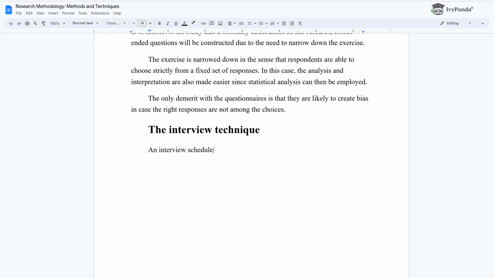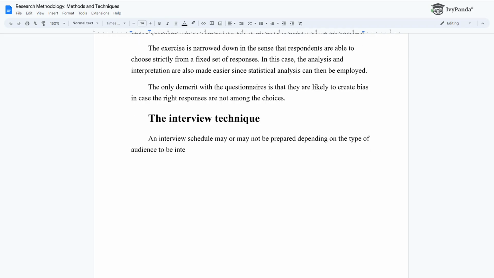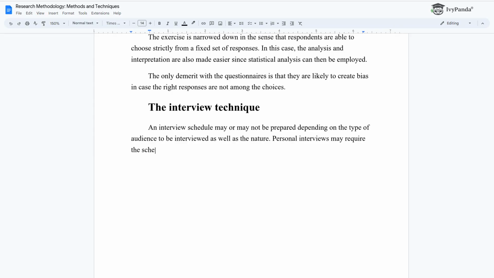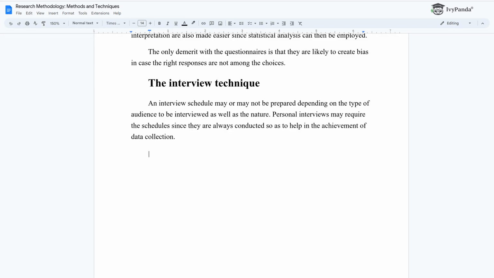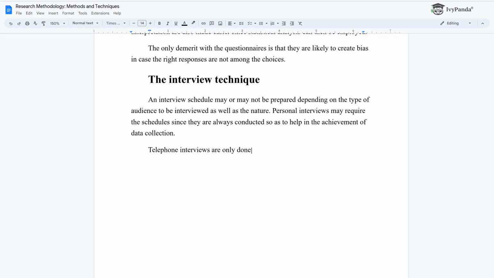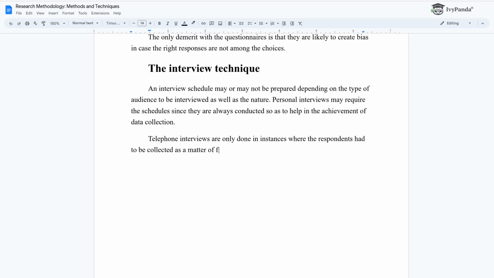The interview technique. An interview schedule may or may not be prepared depending on the type of audience to be interviewed as well as the nature. Personal interviews may require the schedules since they are always conducted so as to help in the achievement of data collection. Telephone interviews are only done in instances where the respondents cannot be reached at face value.